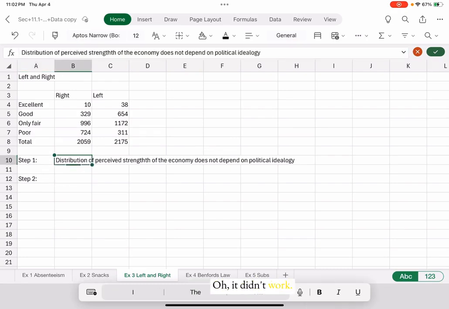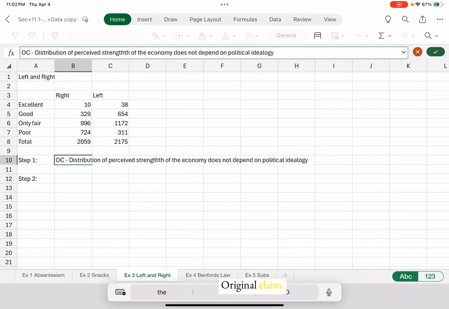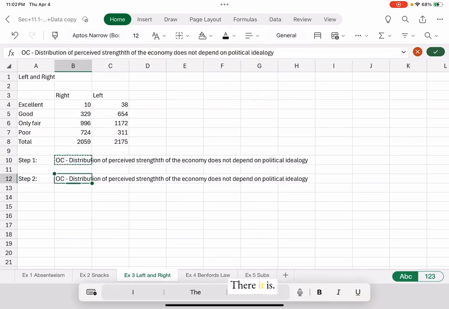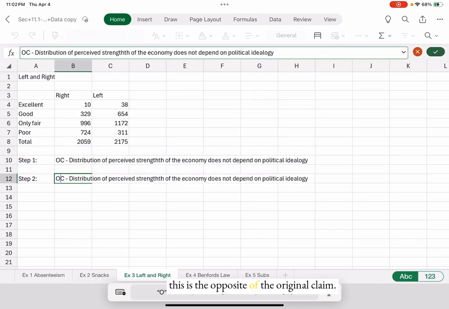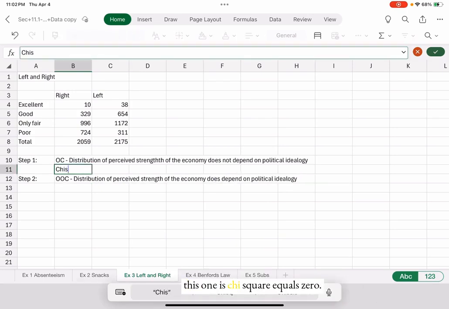Oh, it didn't work. I need to go in here and put OC anyway, original claim. All right, now I'm going to copy this cell. Okay, come here. There it is. This is the opposite of the original claim. The distribution of perceived strength of the economy does depend. This one is chi-square equals 0. This one's chi-square is greater than 0.